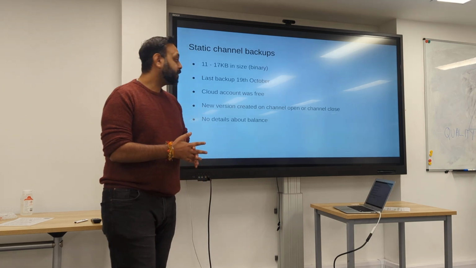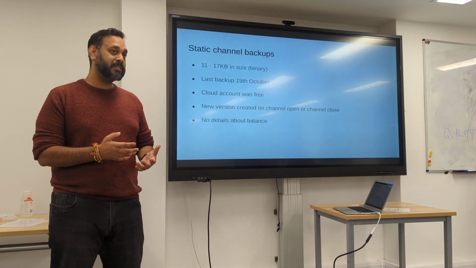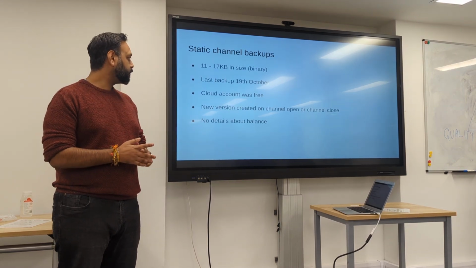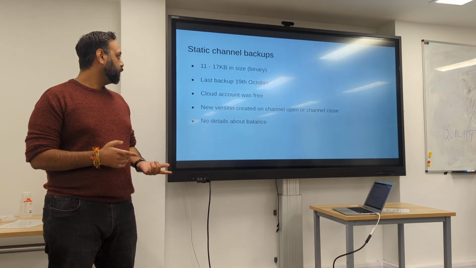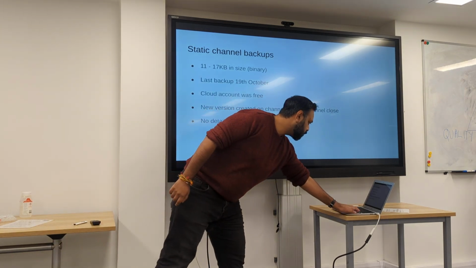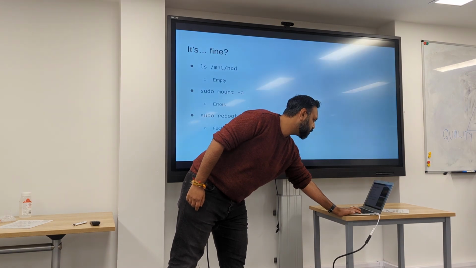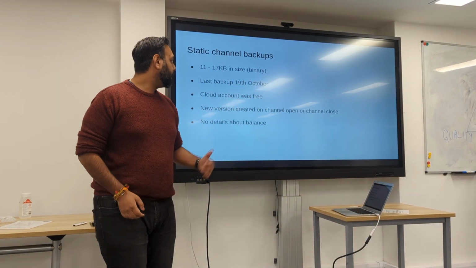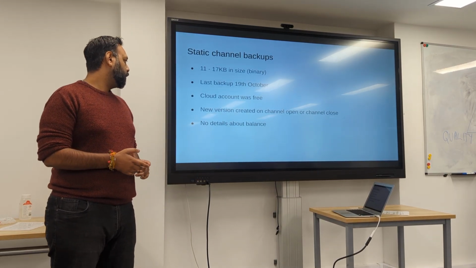So let's talk a little bit about static channel backups. This binary file is about 11 to 17 kilobytes. When I was looking through all my backups, I have historical ones, and my last backup happened to be the 19th of October, which was about 2 days before. It's kind of nice. The cloud account was free, so it didn't cost me anything there.